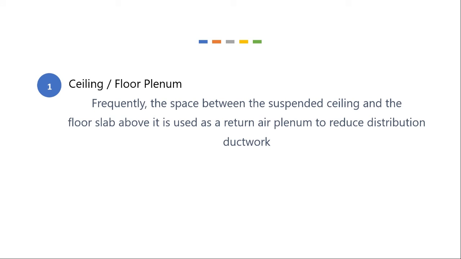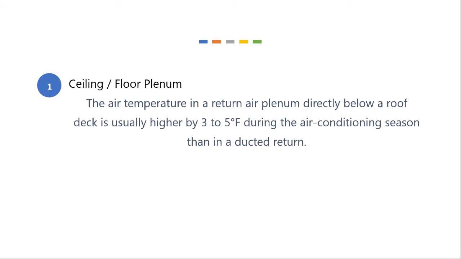The plenum is the space between the ceiling and the floor slab above it. We take the plenum and we use it to reduce distribution ductwork. We just vacuum up all that air and send it back into our HVAC system. The plenum air should be 3 to 5 degrees higher during the air conditioning season than the return.